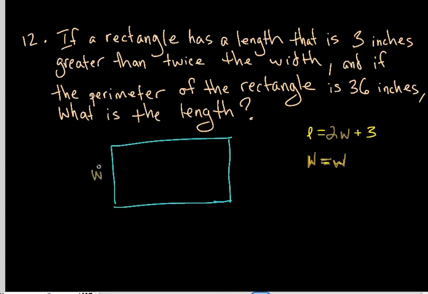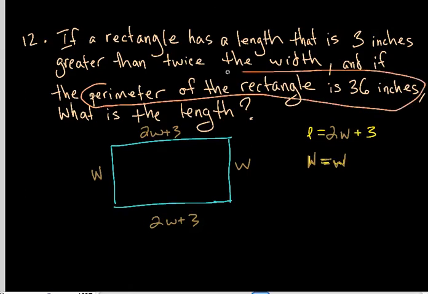Let me put this here on the picture here. Width is there and there. And the length are these two longer ones. 2W plus 3 and 2W plus 3. Now, it also tells me one extra thing, that the perimeter of the rectangle is 36 inches. Okay? Well, what's the perimeter?